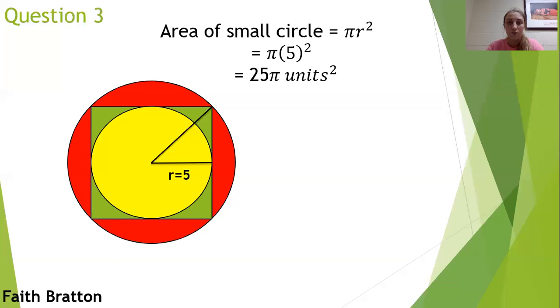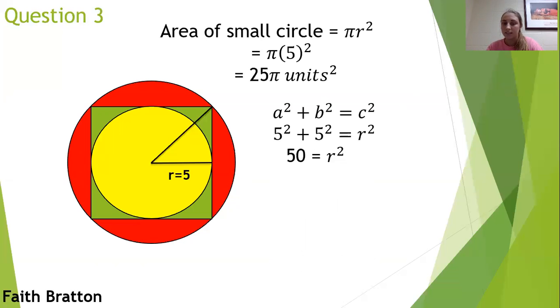To find the radius, use the Pythagorean theorem, which states that if a right triangle has legs of length A and B and a hypotenuse of length C, then A squared plus B squared equals C squared. We plug in the 5 we got into A squared plus B squared equals C squared. So we get 5 squared plus 5 squared equals R squared, so R squared is 50.